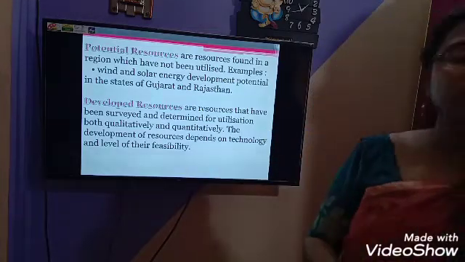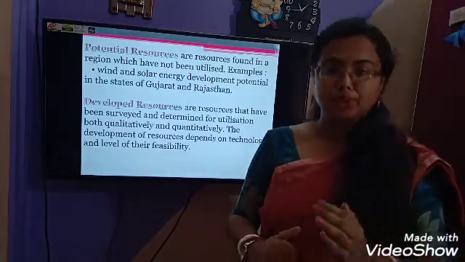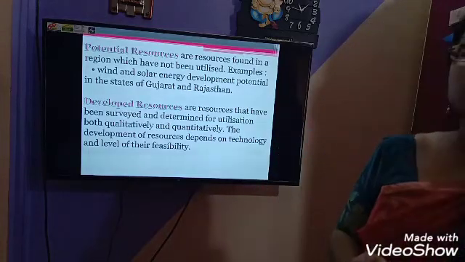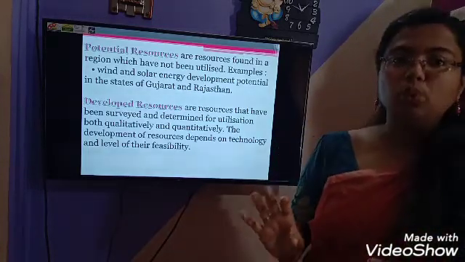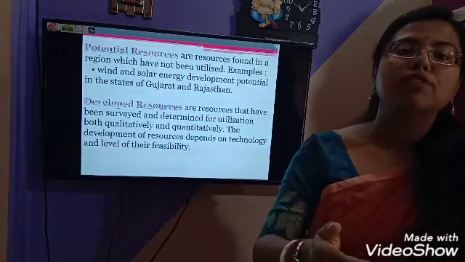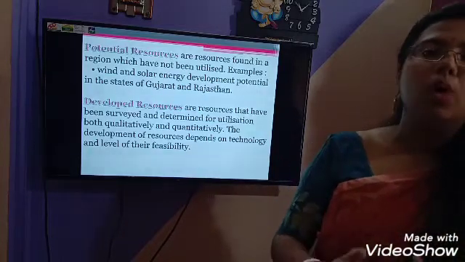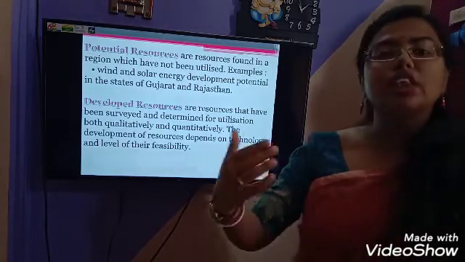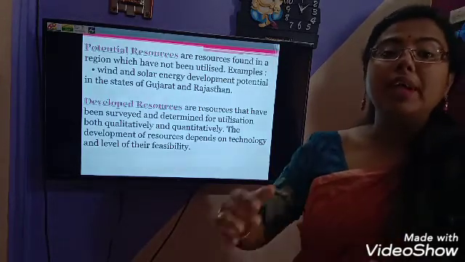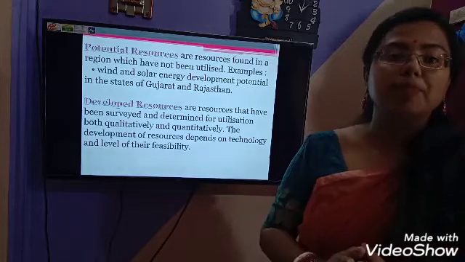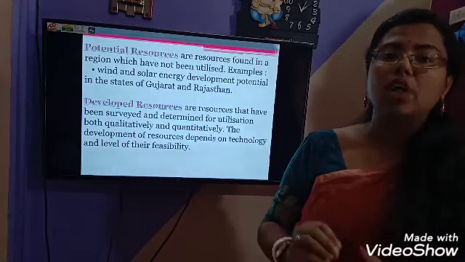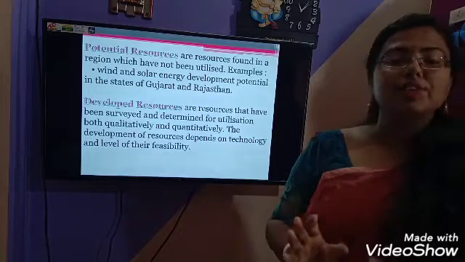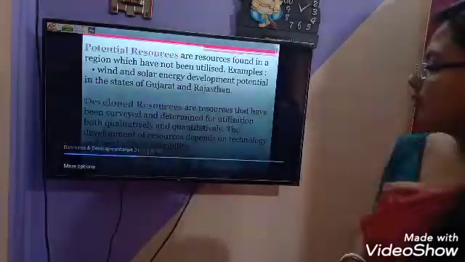Next, we are going for developed resource. These resources are also surveyed. We know how much of these resources are present with us, but still due to inaccessibility of the technology, or maybe that region is not appropriate to use that resource, we call it the developed resource. Next.